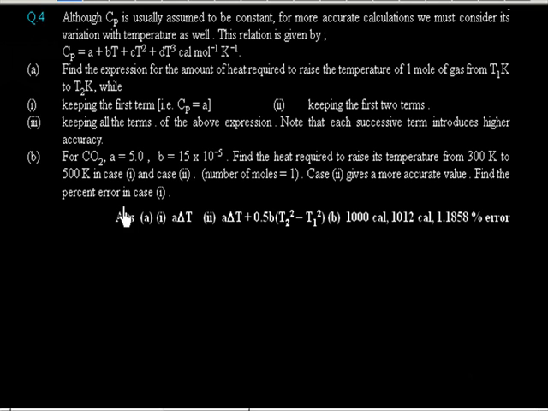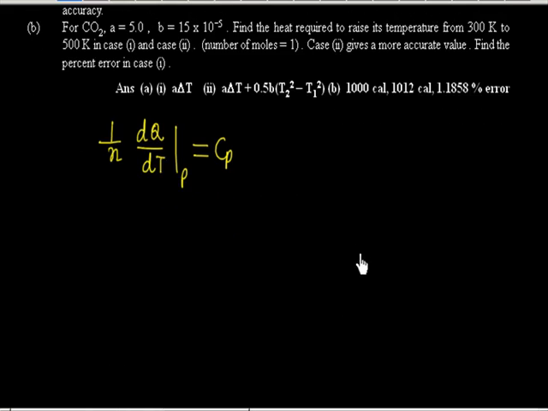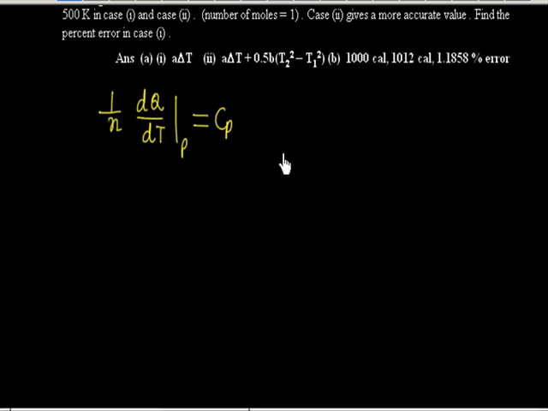So Cp is 1 by n dq by dT at constant pressure. This is equal to Cp. This is the definition of Cp, if you remember. Now if I use this definition for 1 mole, which is given in the problem, we can write dq is simply Cp dT, and then I can integrate this.